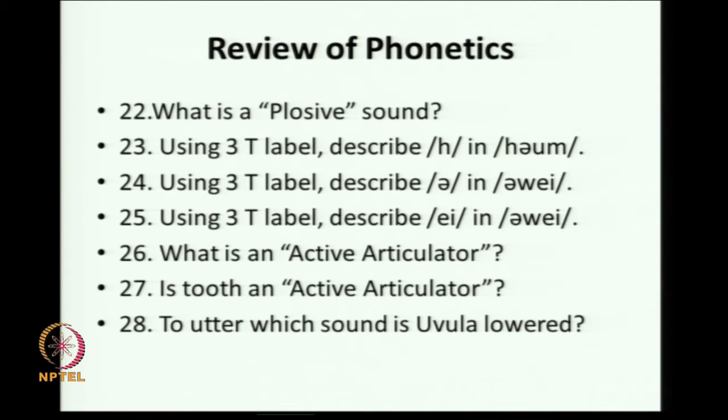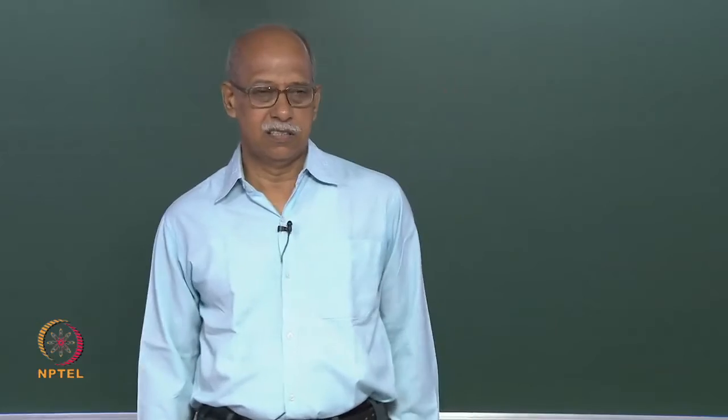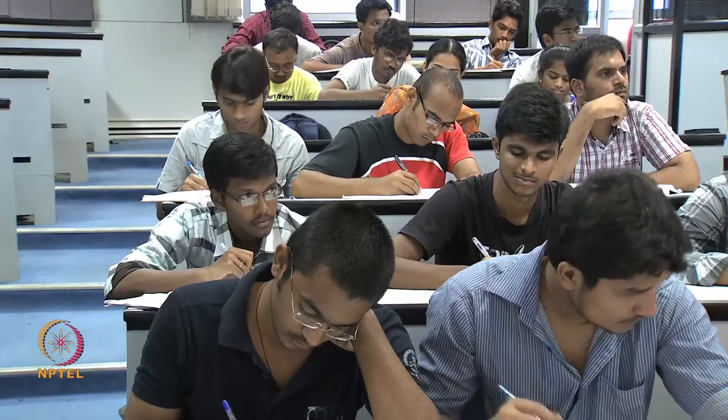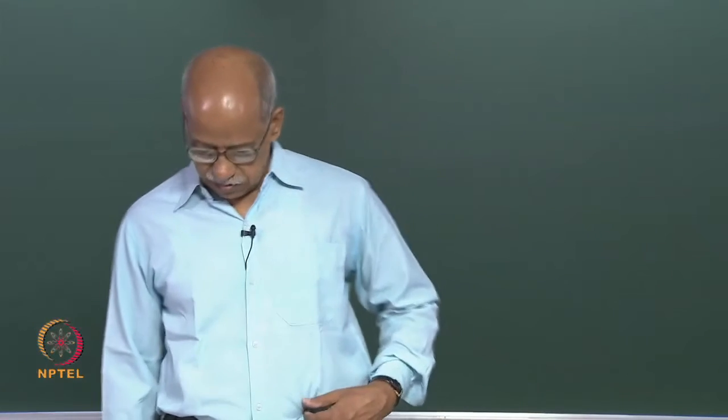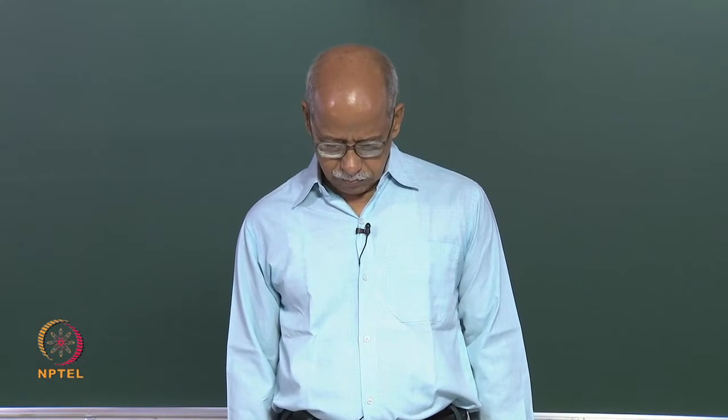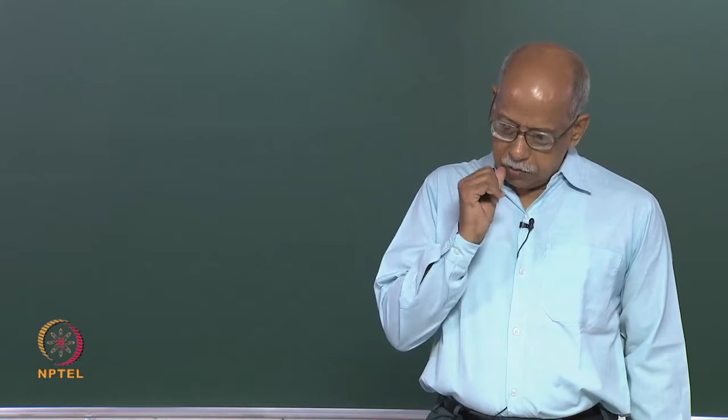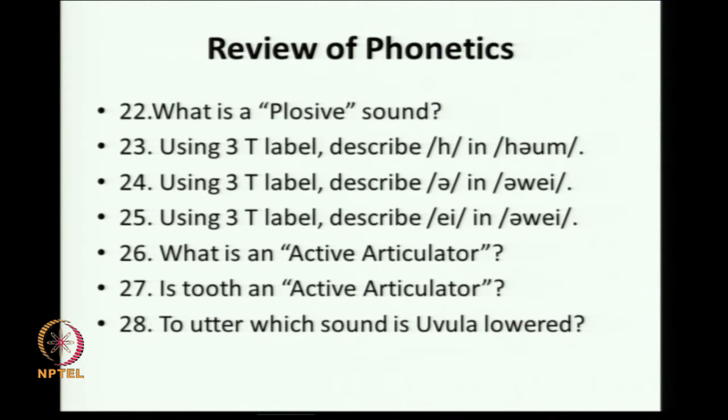Number 26, what is an active articulator? Write the definition. An active articulator is that organ of articulation which, now complete the sentence. You can also say an active articulator is, and then complete the sentence. Number 27, you can say yes or no. Are the upper or lower teeth, is a tooth an active articulator? No. Yes or no? No. No. How many no's? Raise your hand, please capture them.